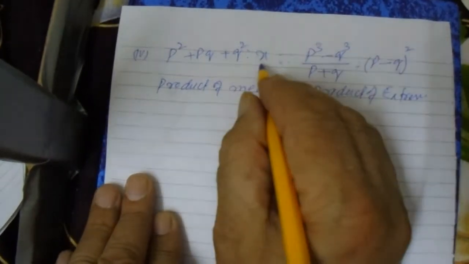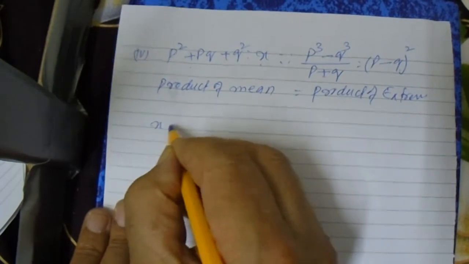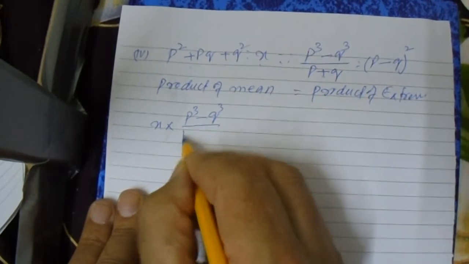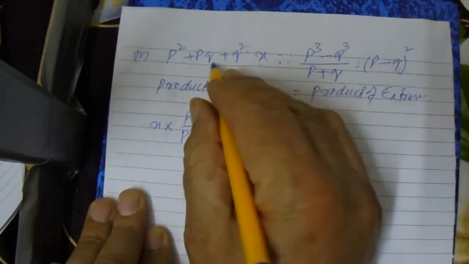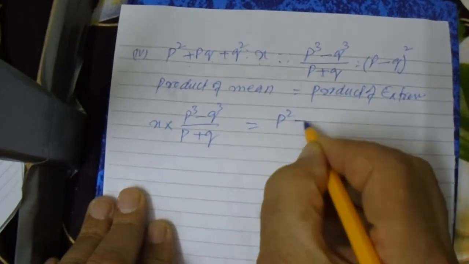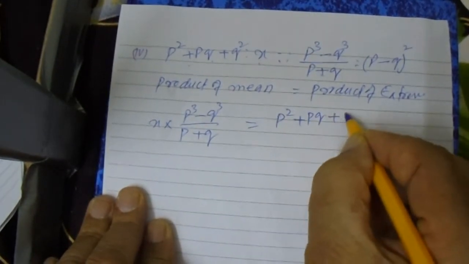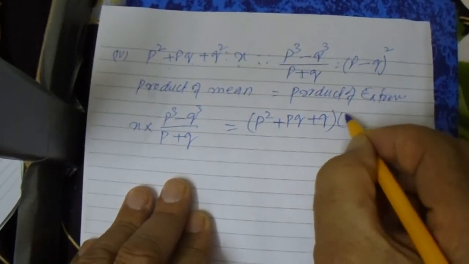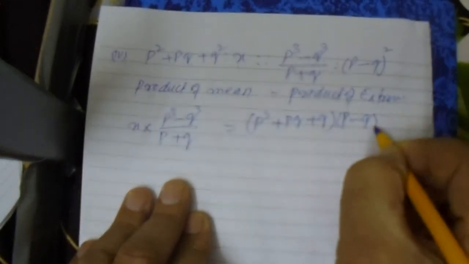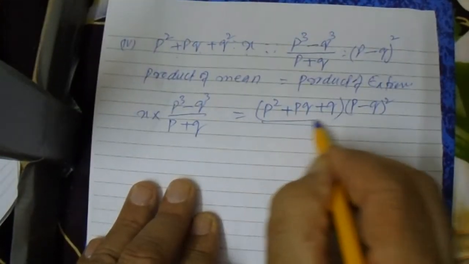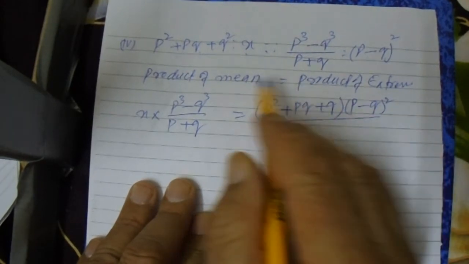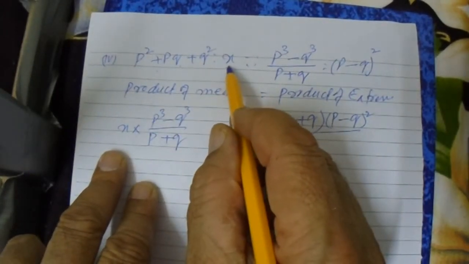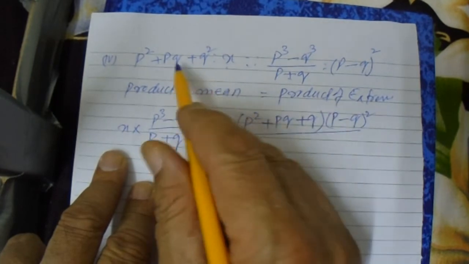Right. Now this multiply this is mean x multiply P cube minus Q cube over P plus Q is equal to this multiply this P square plus PQ plus Q square, this write in brackets, and multiply this P minus Q whole square, and this is over P plus Q. Now this is multiplied with this, by product of mean, and this multiplied with this.